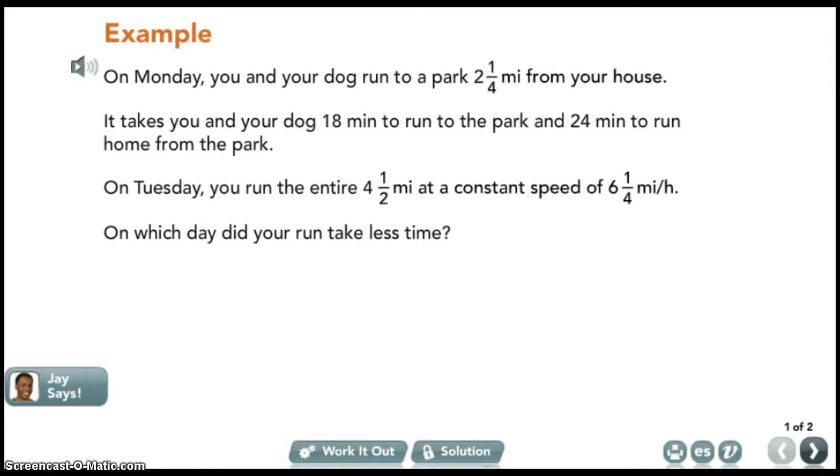On Monday, you and your dog run to a park 2 1/4 miles from your house. It takes you and your dog 18 minutes to run to the park and 24 minutes to run home from the park. On Tuesday, you run the entire 4 1/2 miles at a constant speed of 6 1/4 miles per hour. On which day did your run take less time?